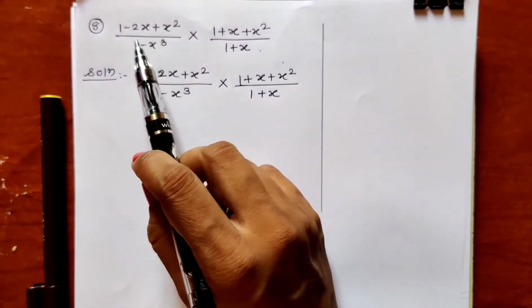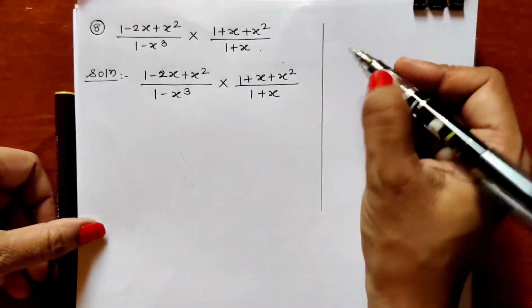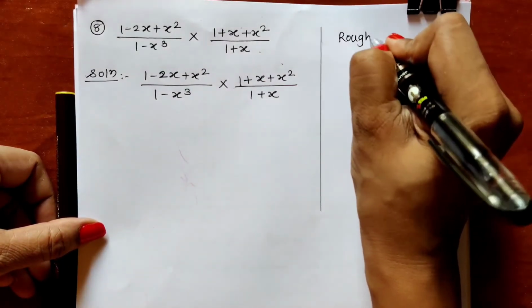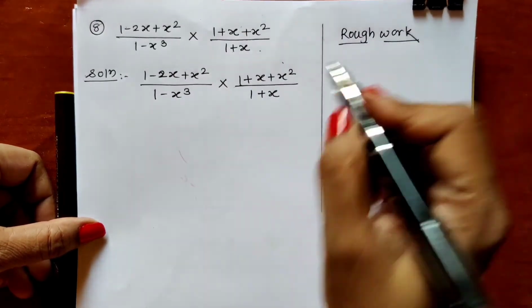I have written the question as it is. In the solution we have to start with the question. Now let us solve in rough work first, get all the factors and then write here.